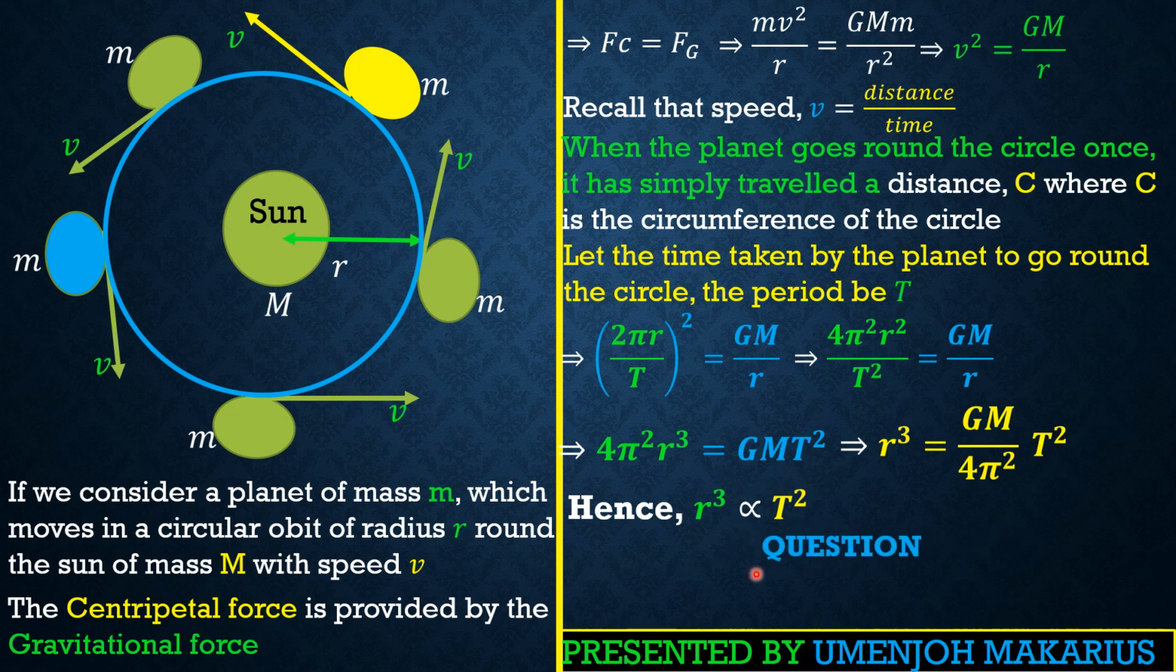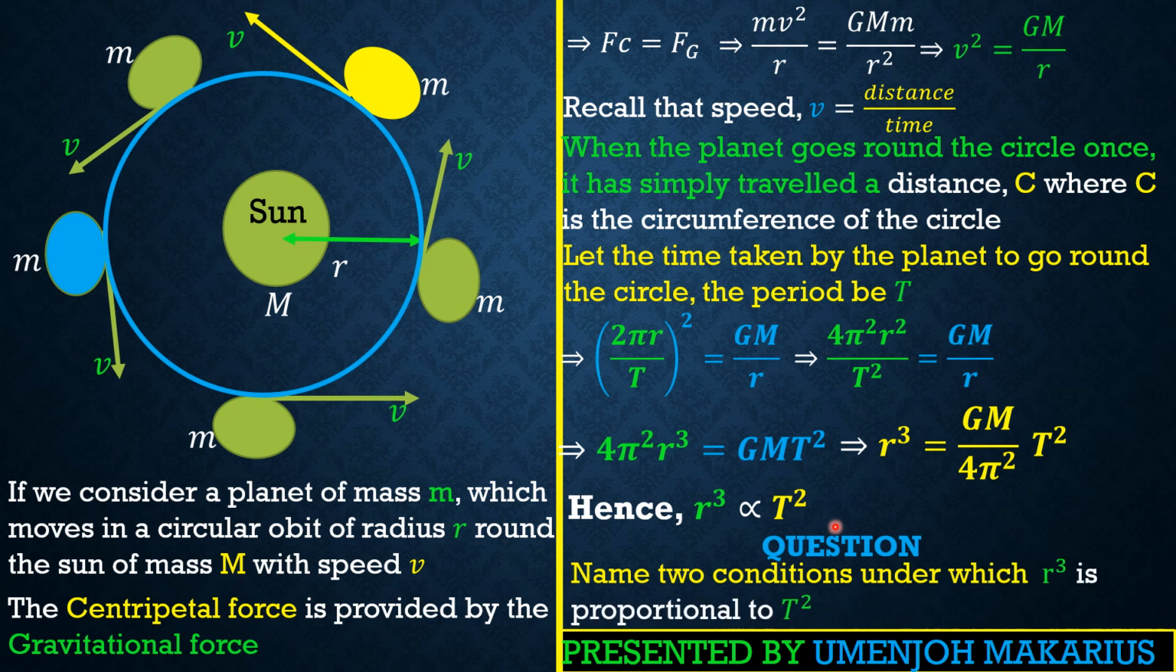So, friends, let's look at questions. If you're my student watching my video now, just rest assured that in your exam, I might give you this question, okay? I've not said I will give, but I might give you. The question simply reads that we should name two conditions under which r cubed is proportional to T squared. That's the question for 2 marks. So, guys, if you're my student, you might have an extra 2 marks.